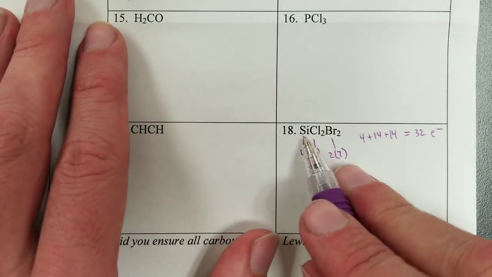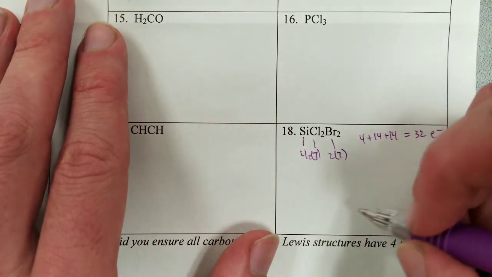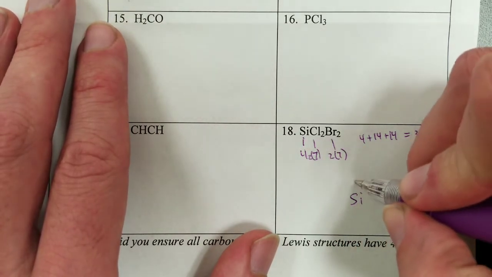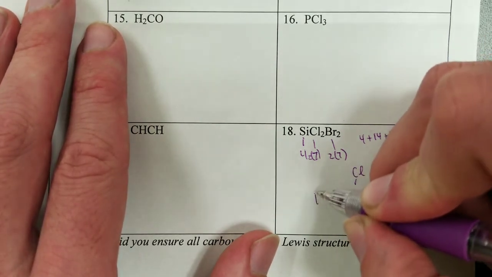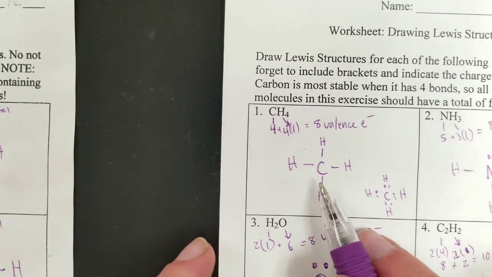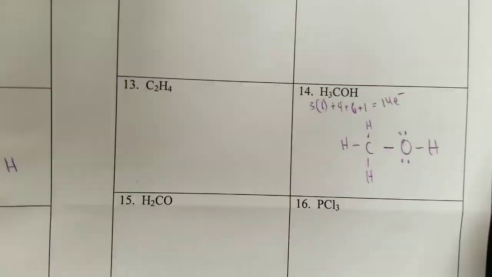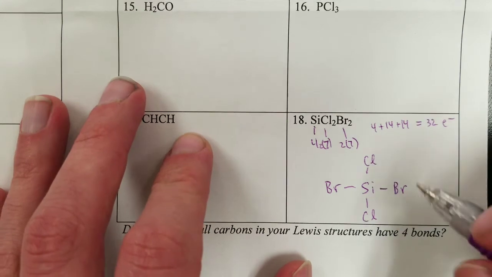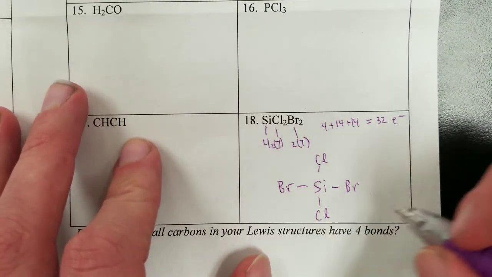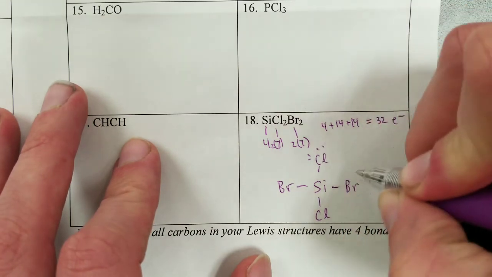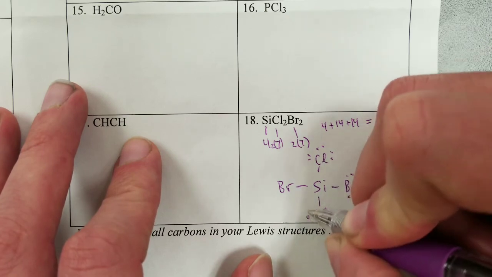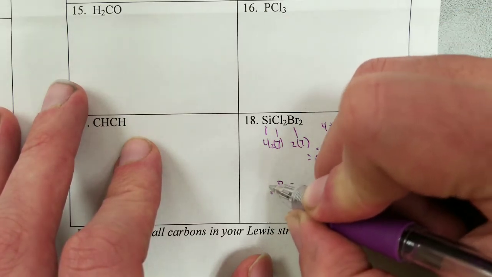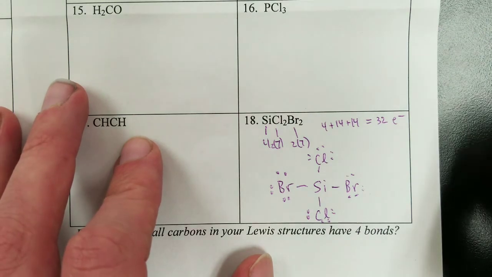What it's telling you is that silicon is going to be your central atom, and chlorine and bromine are both attached to it. So just don't get used to it always being 4 of the same thing when you have 4 things attached to the central atom. It can be multiple different things. Now you just count out your valence electrons, 2, 4, 6, 8, 10, 12, 14, 16, 18, 20, 22, 24, 26, 28, 30, 32. Oh, done.